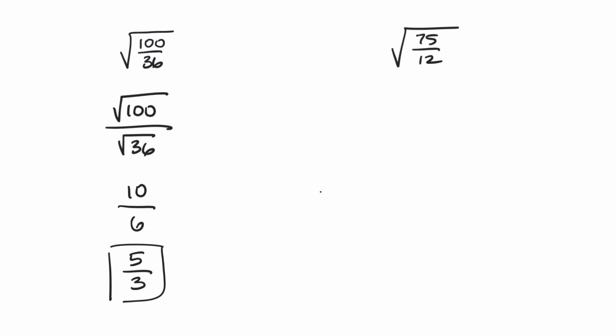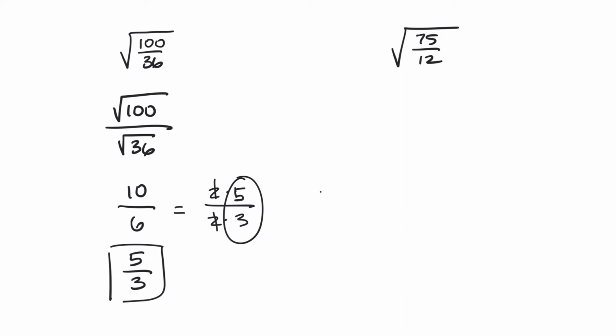Another way of simplifying that fraction, we could rewrite that as 2 times 5 over 2 times 3. The 2's will cancel, and I'm left with 5/3. So that's another way to do that, which is how we've shown in class. Now the square root of 75 over 12.